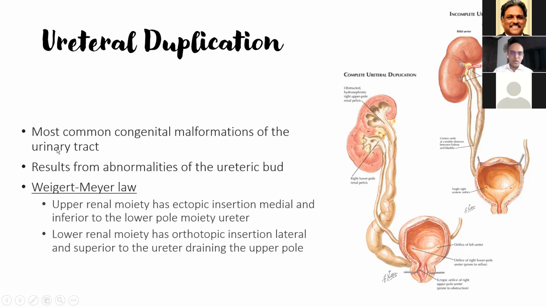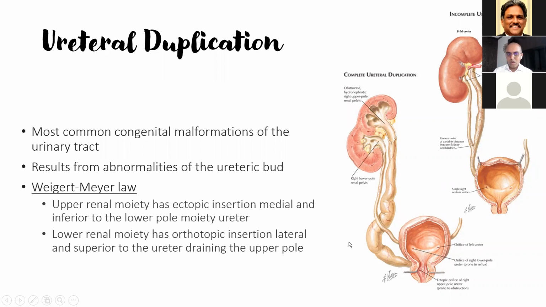The incidence of ureteral duplication is around 1 in 125 live births. This results from abnormalities of the ureteric bud, wherein the ureteric bud, when it arises from the mesonephric duct, arises as 2 different ducts, or the single ureteric bud has split into 2 ureteric buds. If the single ureteric bud splits into 2 ureteric buds, you have an incomplete ureteral duplication, where the upper and lower moiety ureters join into a common ureter. If it arises as 2 separate ureteric buds, then you have complete ureteral duplication.